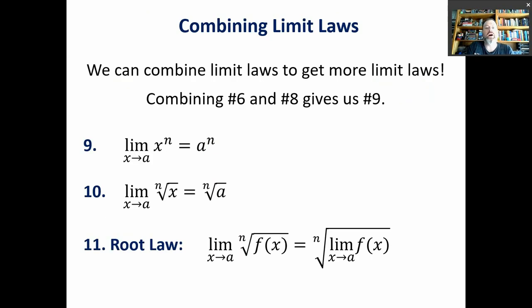We could go on and on all day about all the different limit laws. And what you probably thought of while we were doing that last example was, why don't we just combine these limit laws together? Wouldn't that save us a lot of trouble? If both laws are valid, isn't the combination of the laws valid? It is. So if we combine number 6 and number 8, we get number 9.